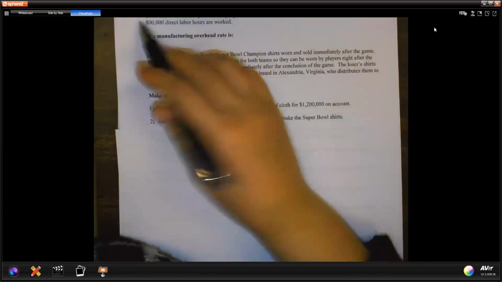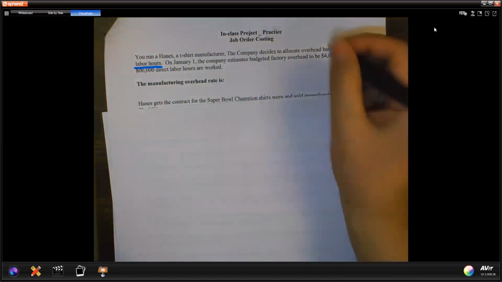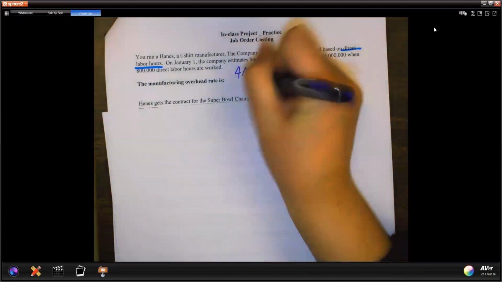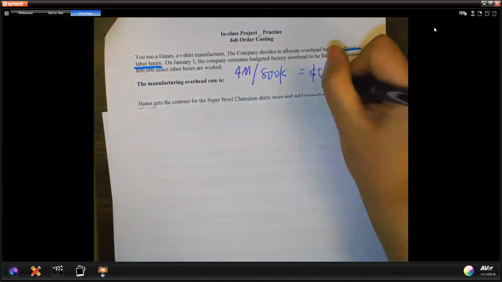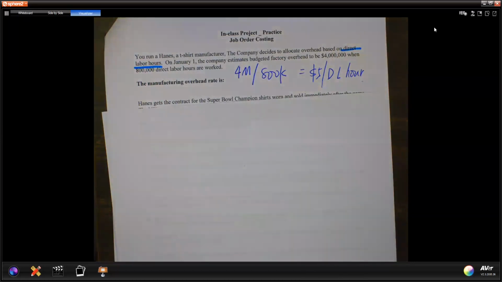First, we ask for the rate to allocate manufacturing overhead. We said it's based on direct labor hours. Estimated budgeted overhead is 4 million, based on 800,000 direct labor hours. So it's $5 for one direct labor hour. What's the meaning? When your direct labor works 1 hour for you, that is direct labor, but it is also related to $5 of manufacturing overhead allocation.